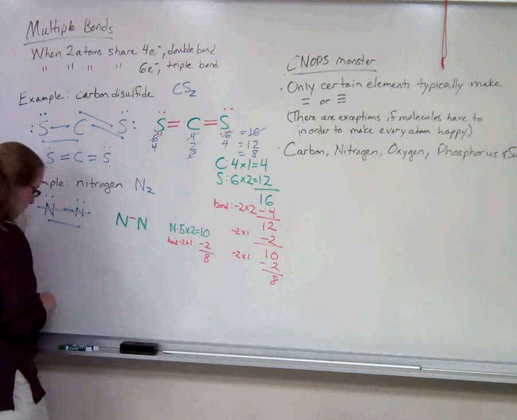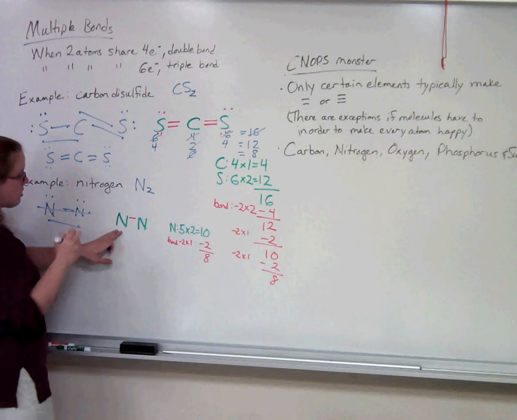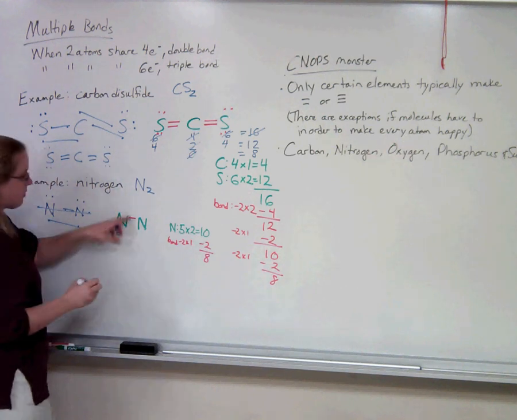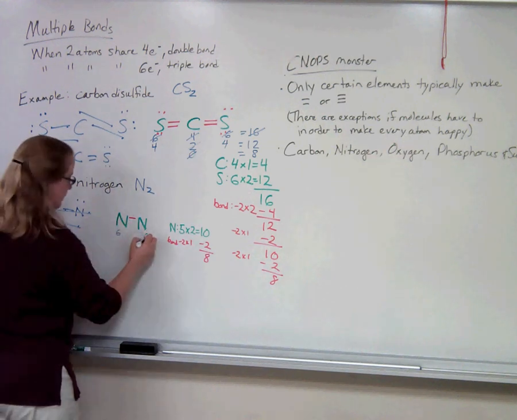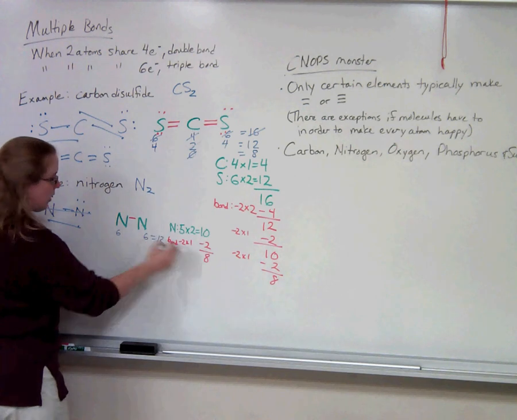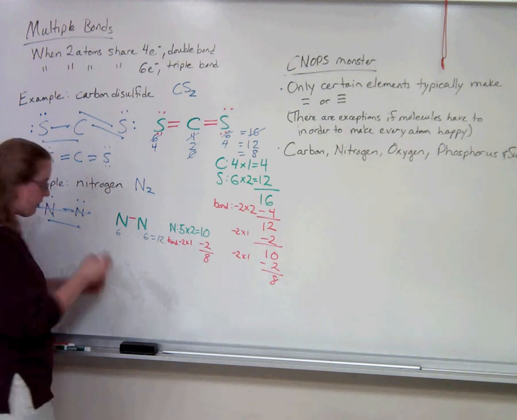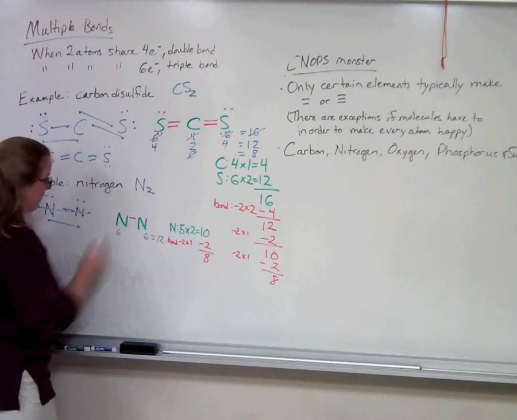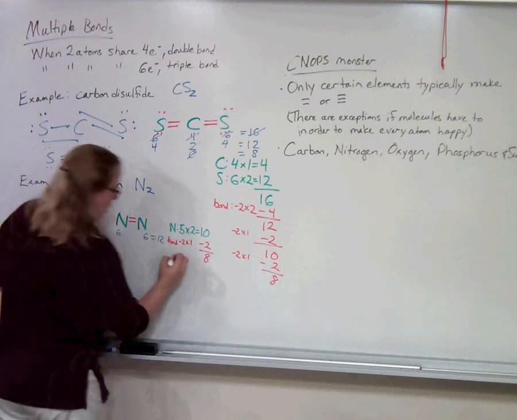Count for our need. This nitrogen needs 6 because it only has 2. This nitrogen also needs 6. So our need is 12. Our have is 8. Not good enough. So now we're going to have to make another bond, minus 2.